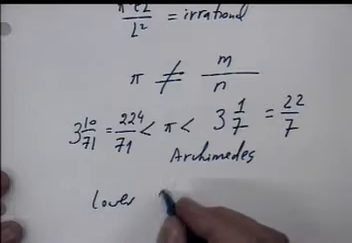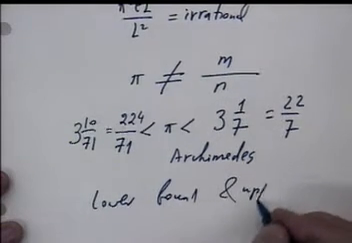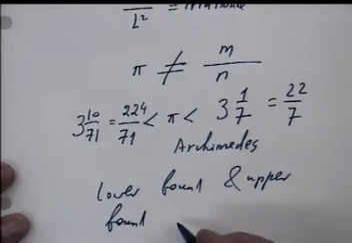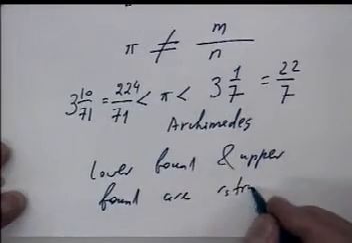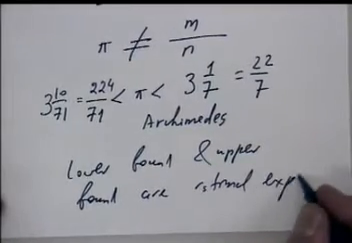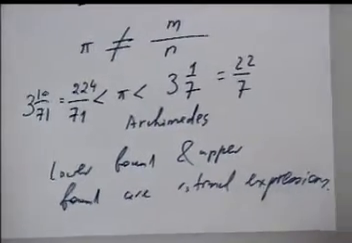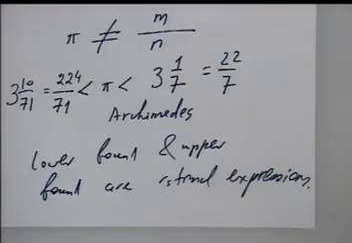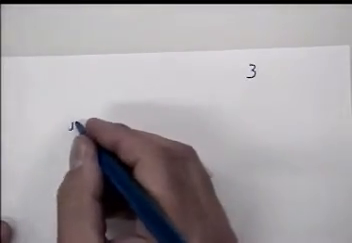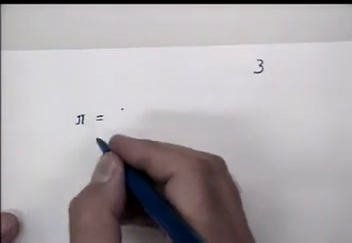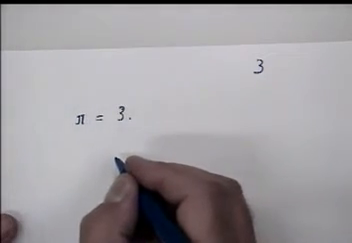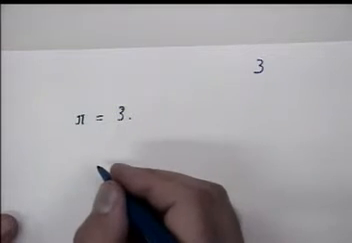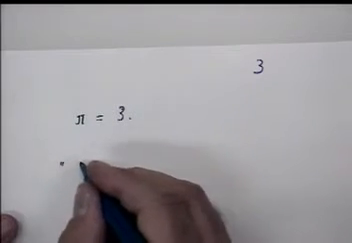So lower bound and upper bound are rational expressions. Okay? So pi can be written as we know. Do you remember the mnemonic rules, how to remember pi, the numbers? Okay, that I think it's like this.